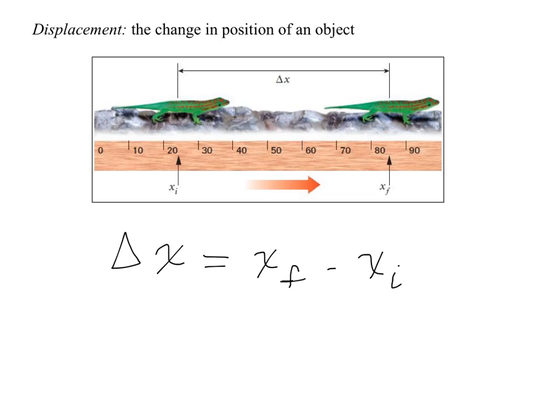F stands for? Not food. Final. I stands for? Initial. Okay? That's a good question, Mark. I didn't even say that. So final minus initial. Final minus initial.